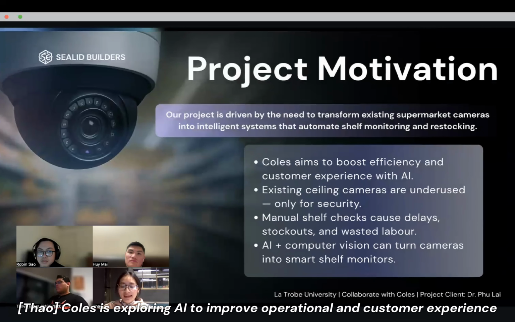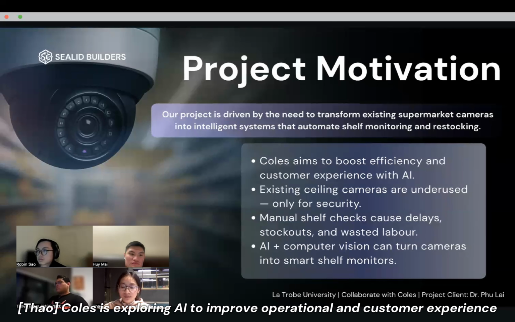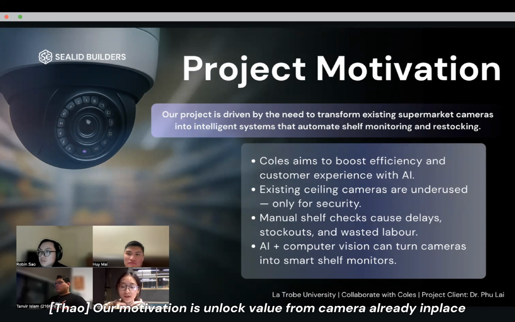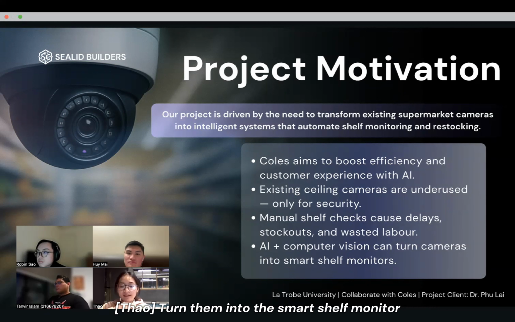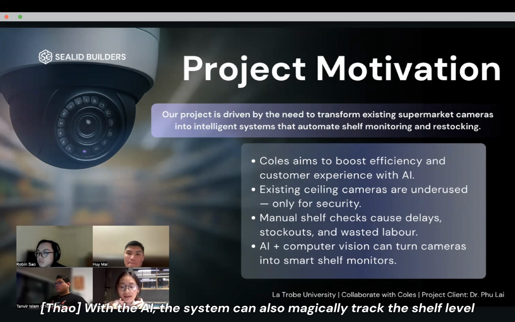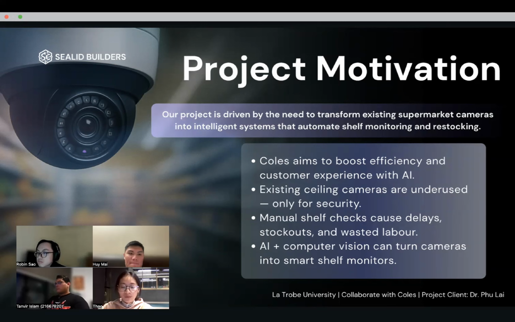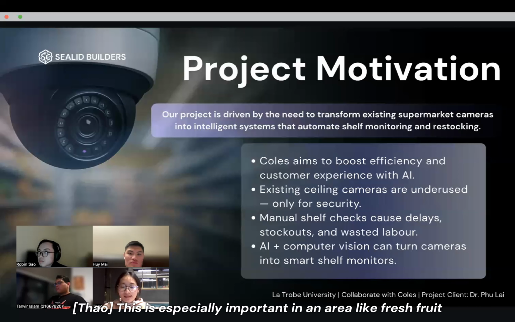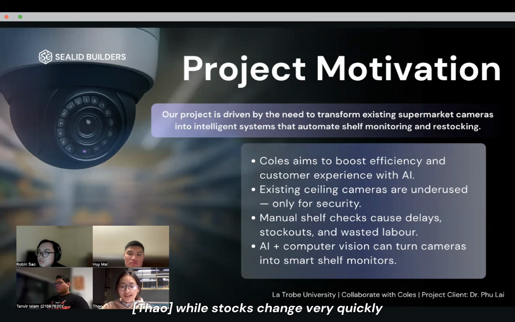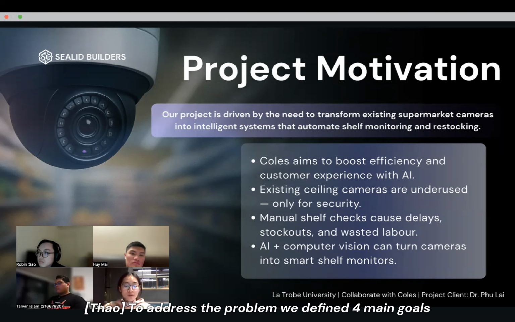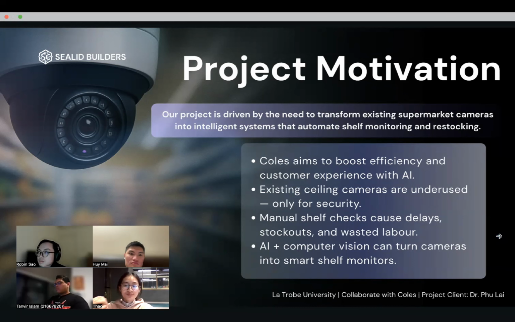Coop is exploring AI to improve operational efficiency and customer experience. Our motivation is to unlock value from cameras already in place and turn them into smart shelf monitors. With AI, the system can automatically track the shelf level, reduce manual labor, and improve on-shelf availability. This is especially important in an area like fresh fruit, where stock changes very quickly. To address the problem, we define four main goals.